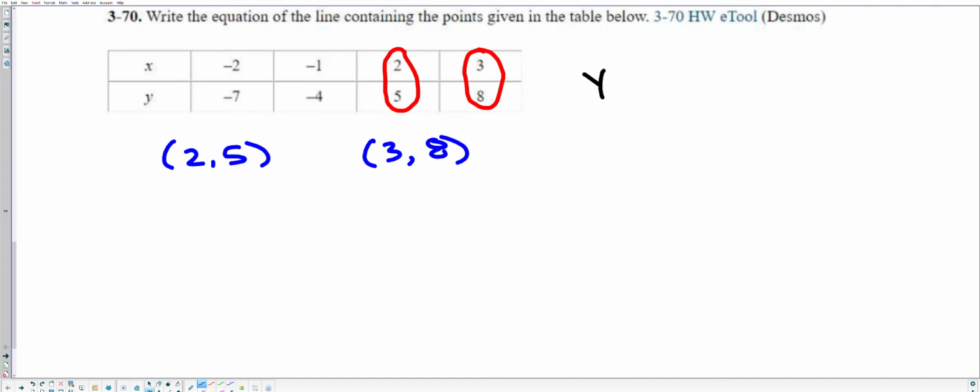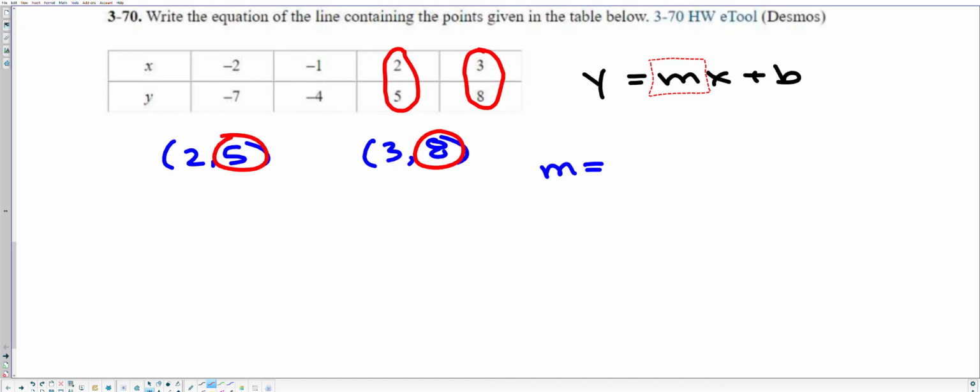Every line has the equation y equals mx plus b. And what we're going to do first is find out what the m is before we do anything else. To find the m, we're going to use the formula for finding the slope, which is to take the y's and subtract them. And remember the order that you're subtracting them. You can go 5 minus 8 or 8 minus 5.